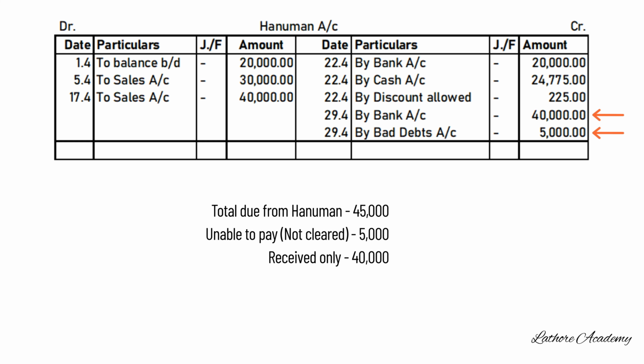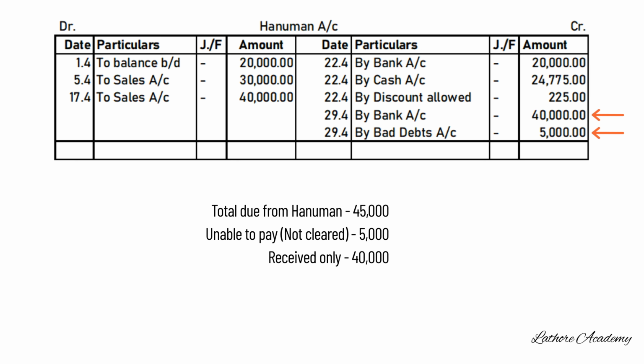So in this case, the journal entry will be bank account debit, bad debts account debit, to Hanuman account. To post this entry, Hanuman's account has to be credited by bank account and by bad debts account. In our previous transactions, Hanuman settled 45,000, and 45,000 was the balance amount due from him. So 5,000 rupees is not paid by him and the balance is being settled. This is the posting entry.